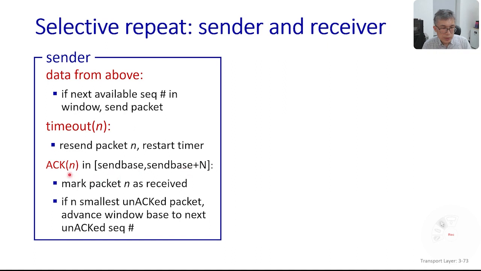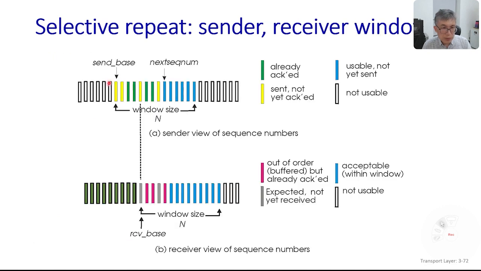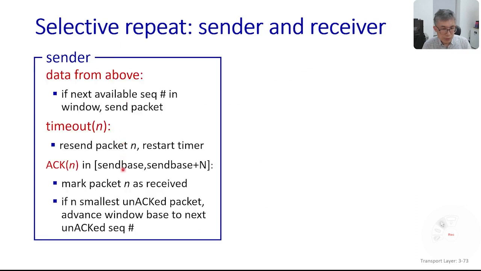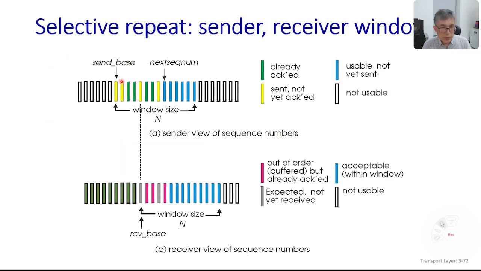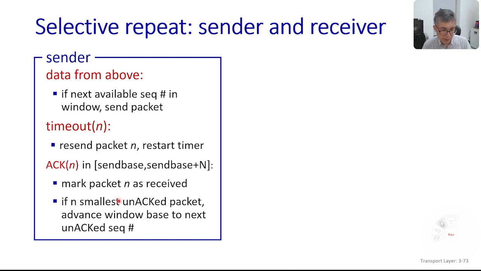In that case, if acknowledge N is received, mark packet N as received. If N is the smallest unacknowledged packet, advance the window, because this one is acknowledged, so we can slide the window to the right, because the next one can be acknowledged, okay? Also, this is the next sequence number case, waiting for the upper layer to send a new data packet, okay?